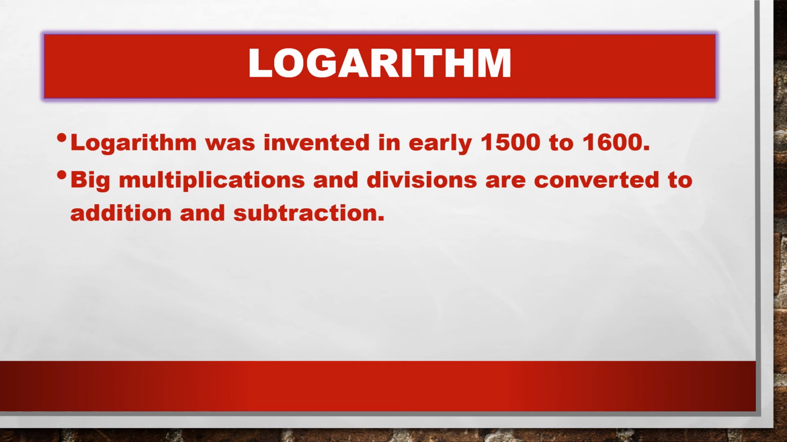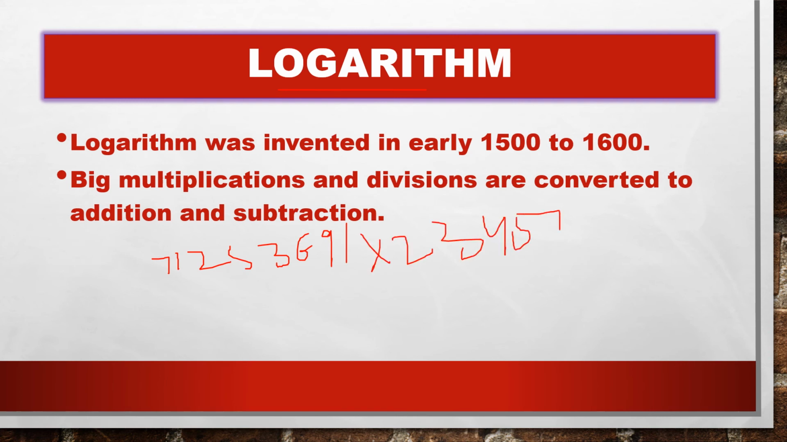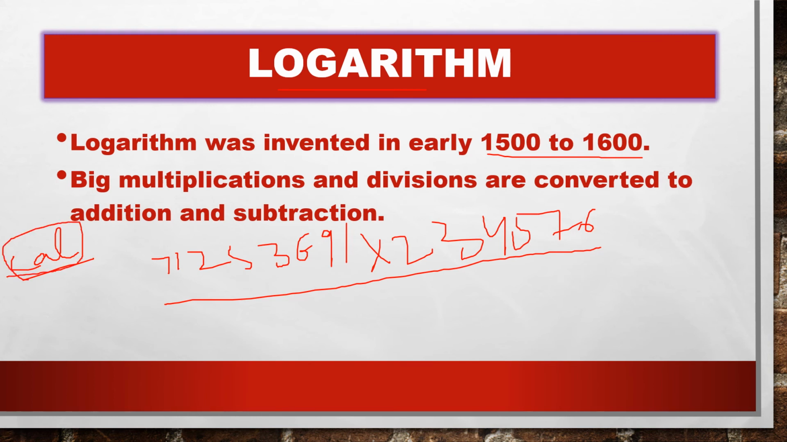Why did logarithms come? Suppose I gave a big number like 7125369 multiplied by 234567 and so on. If I ask you to multiply this without a calculator, it is impossible. It is very hard to multiply and tell in seconds, right? In the 1500s to 1600s there was no calculator and no artificial technology, so the invention of logarithms happened.